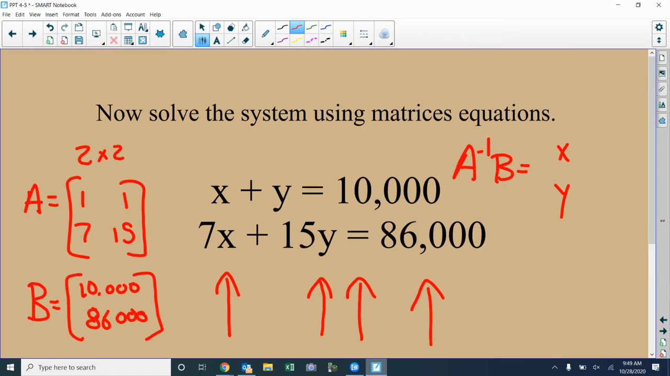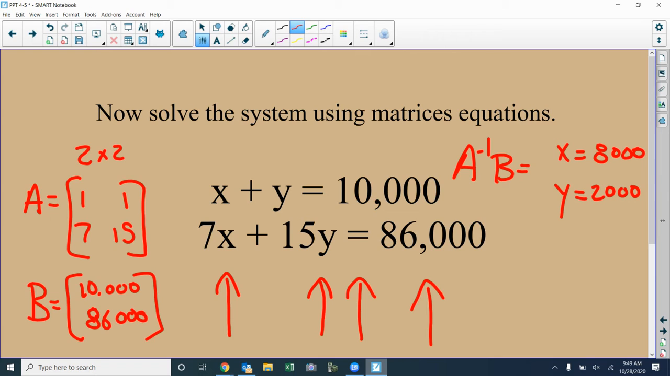Anybody close? I got 8,000 and 2,000. Yeah, I thought that's what it was. X is 8,000 and Y is 2,000. If you didn't get that, check your numbers. I put 18 instead of 15. Okay, yeah, that's all it takes. One number off's all it takes.